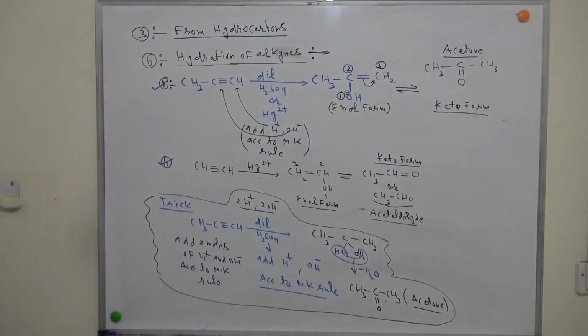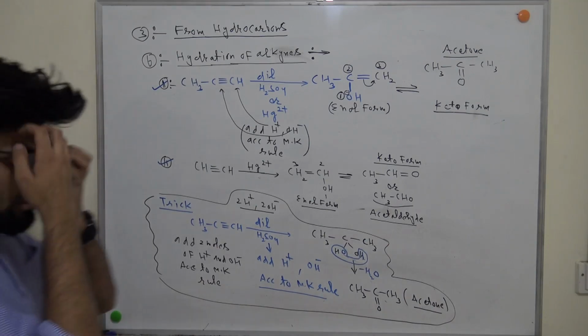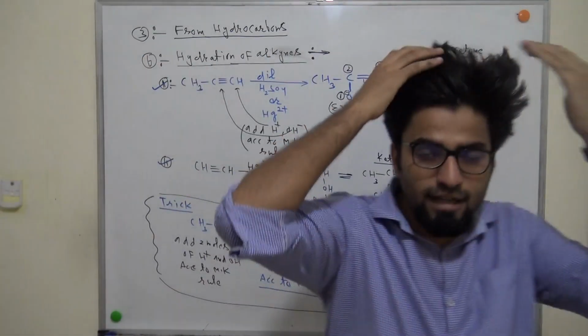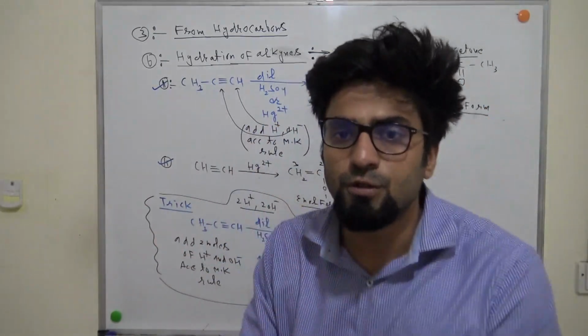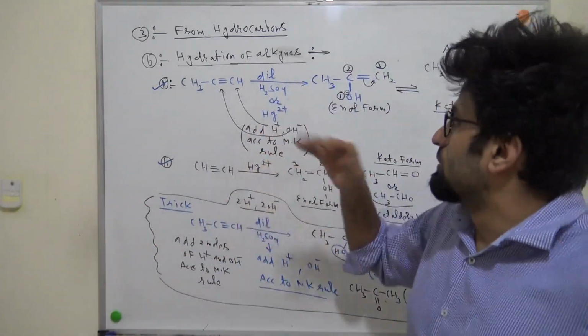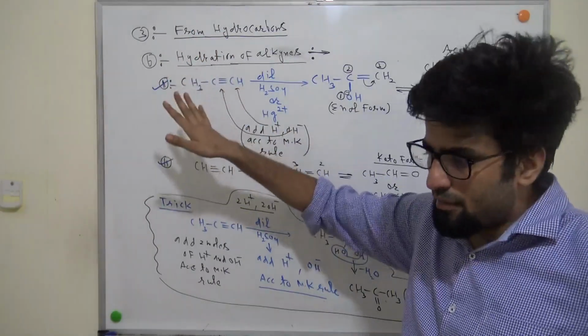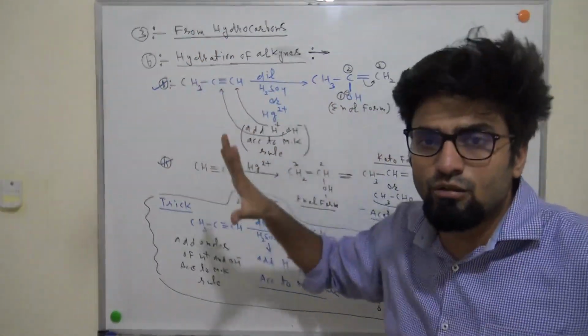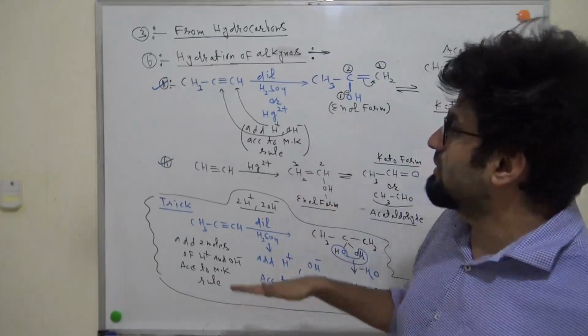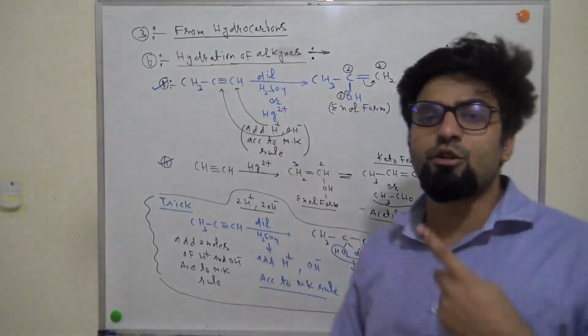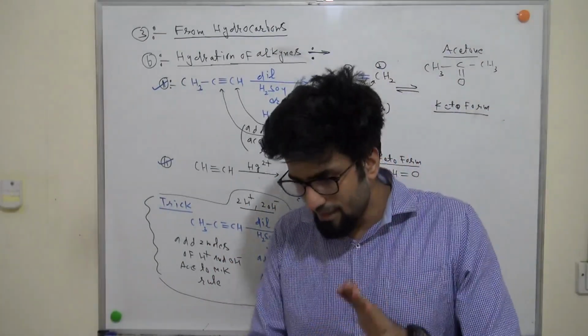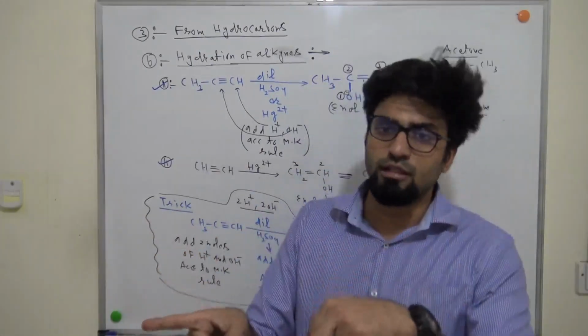Done. So this is how, by doing hydration of alkyne, we can get aldehydes and ketones. Understood? So this is your method of preparation of aldehydes and ketones. This is it for today's lecture, and in the next lecture we will see methods of preparation of aldehydes only and ketones only. Done? Thank you.